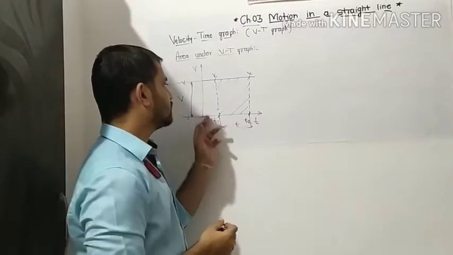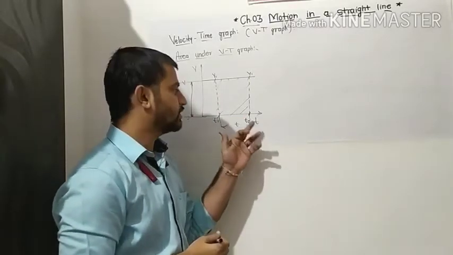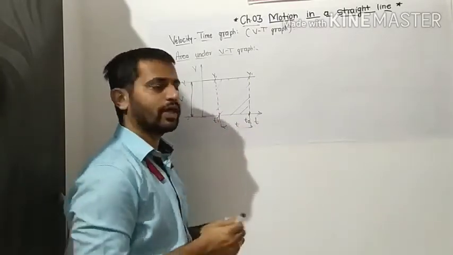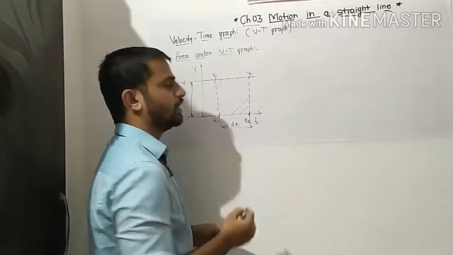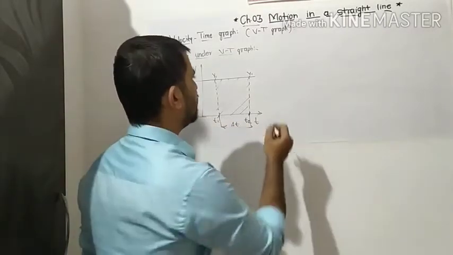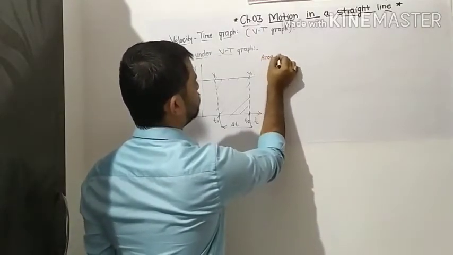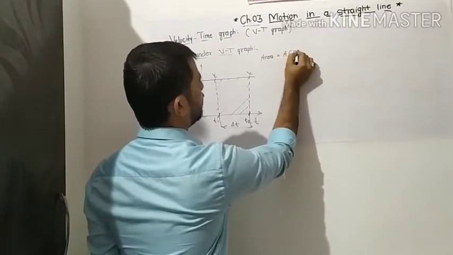So this gives us the length and this gives us the width. If we think about the width, it is t2 minus t1, which we can call delta t. So to find the area under the curve, area is equal to the area of the rectangle.